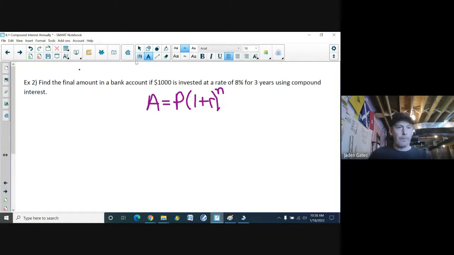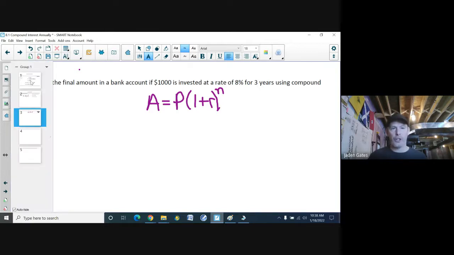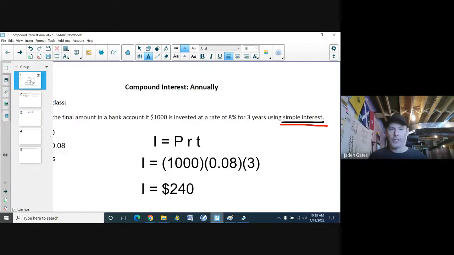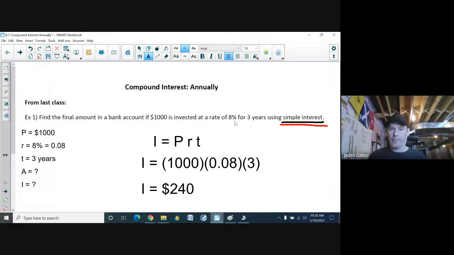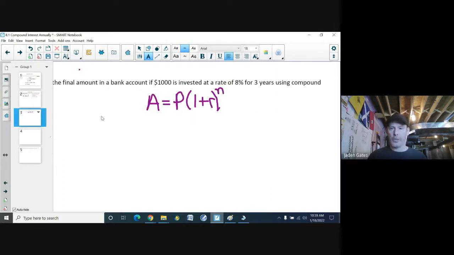All right, so example 2. Find the final amount in a bank account if $1,000 is invested at a rate of 8% for 3 years using compound interest. So this is exactly the same question that we just did, the first example. Right? We have $1,000, 8%, 3 years, but simple interest in the first one. All right, now look at this.